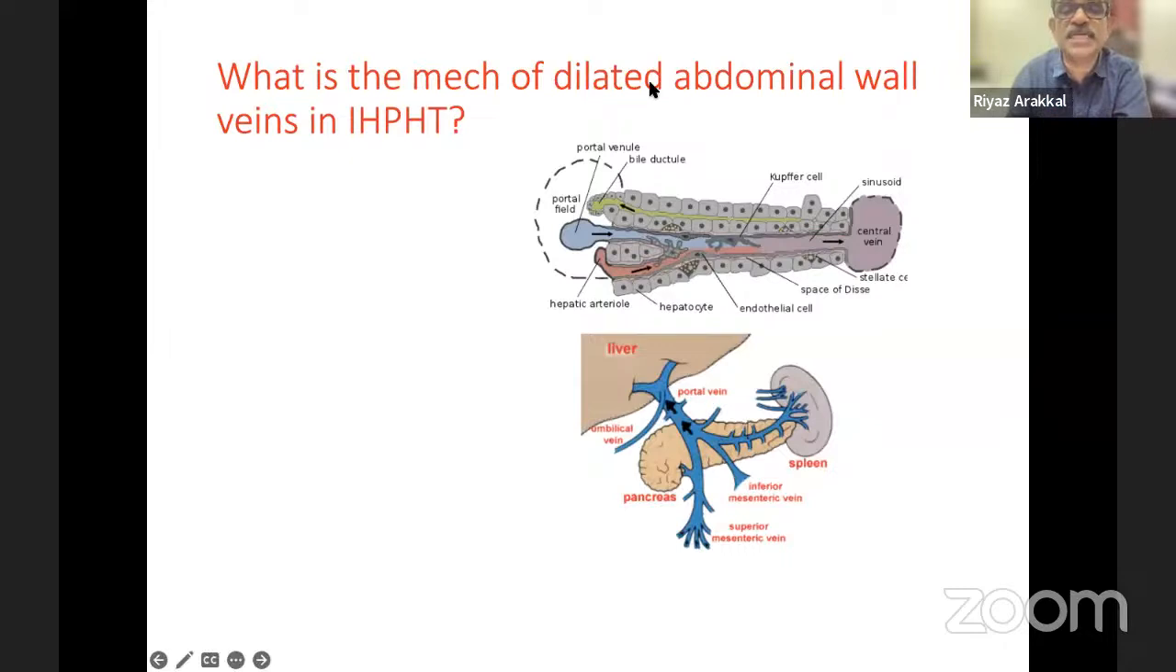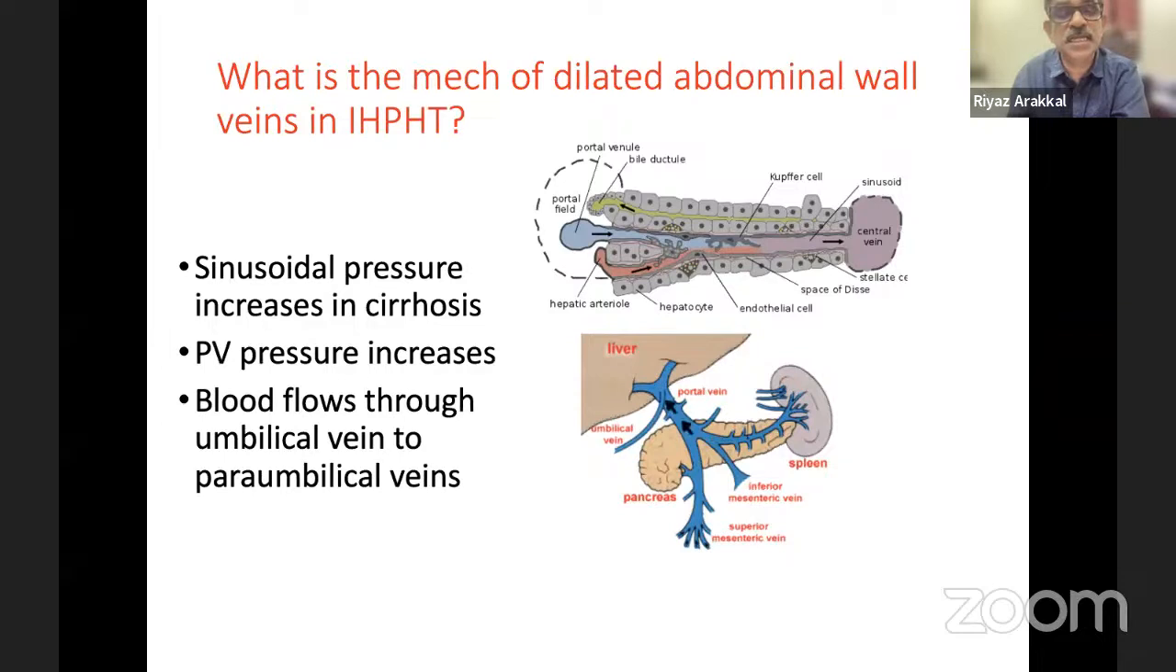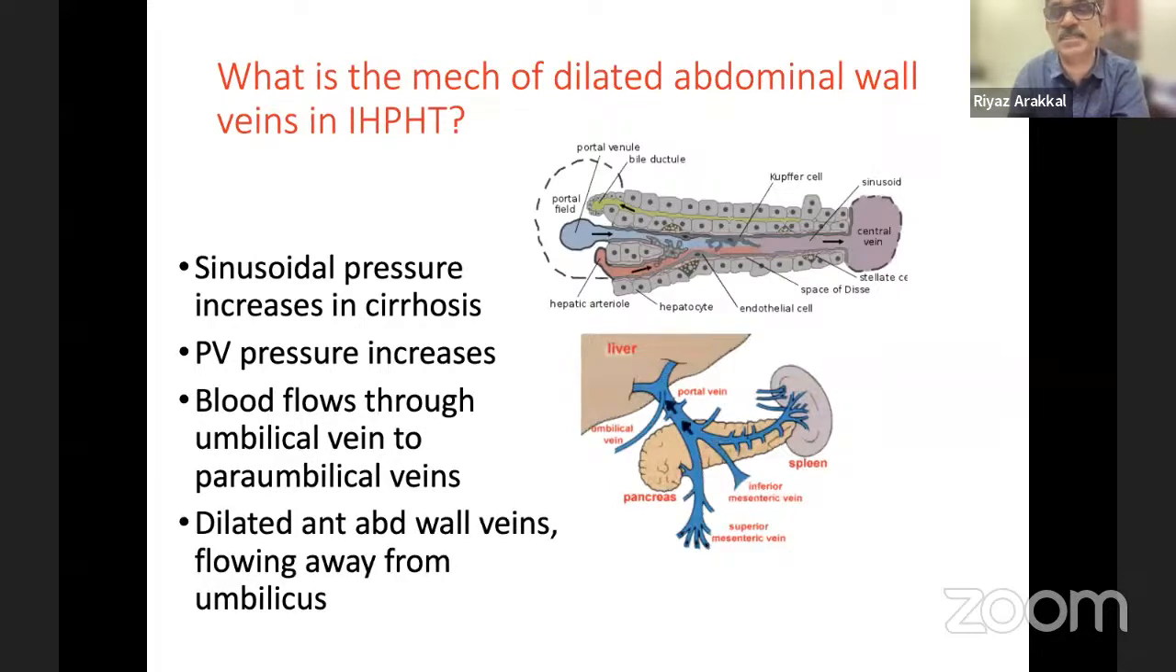So this pressure will be transmitted to the large intrahepatic portal veins also. What will be the aftermath effect? Blood will start flowing from the left branch of the portal vein through the patent umbilical vein towards the umbilicus. From the umbilicus, it will go to the collateral vessels around the umbilicus, resulting in dilated anterior abdominal wall veins. Okay. So when the sinusoidal pressure increases in cirrhosis, portal venous pressure also increases. Blood starts flowing through the umbilical vein to the paraumbilical veins, thereby resulting in large anterior abdominal wall veins, which are flowing away from the umbilicus. So you get such veins only in intrahepatic portal hypertension.